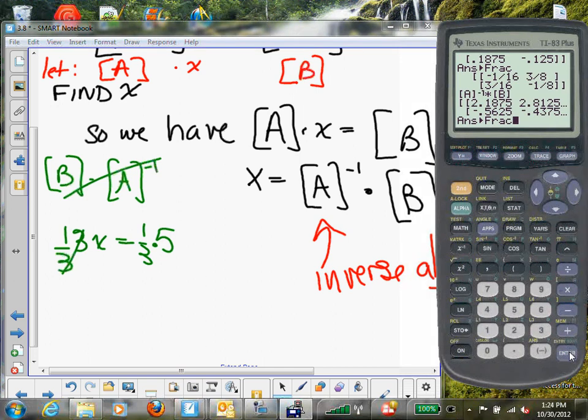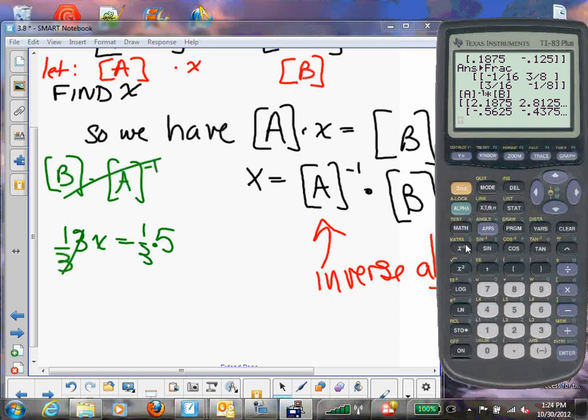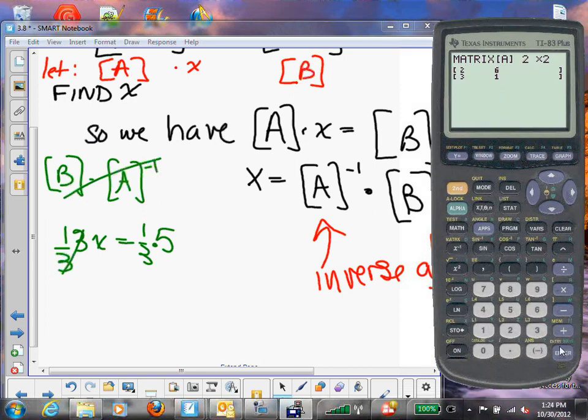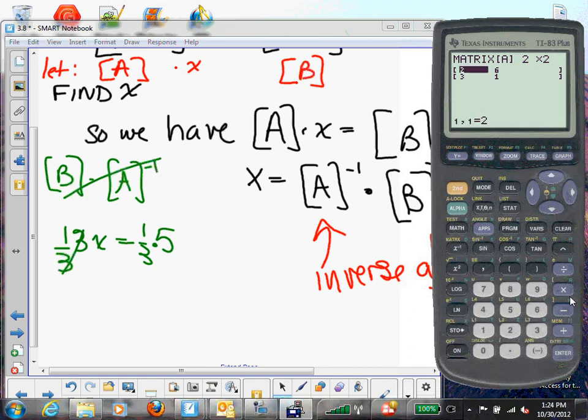Oh, is A different? Oh, yeah. Okay, clear. Sorry. So, yeah, let's go back and change. I'm thinking we're using the same one. So, how do I change A? Go over to edit. Is it a 2 by 2 still? What are the dimensions? Negative 3.